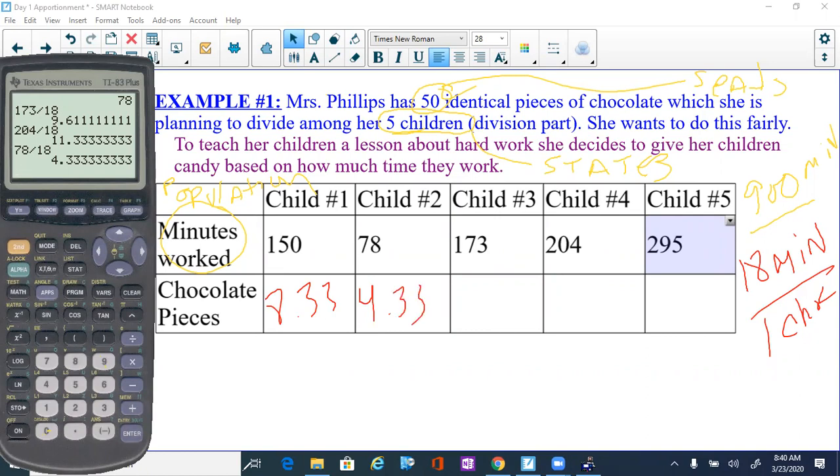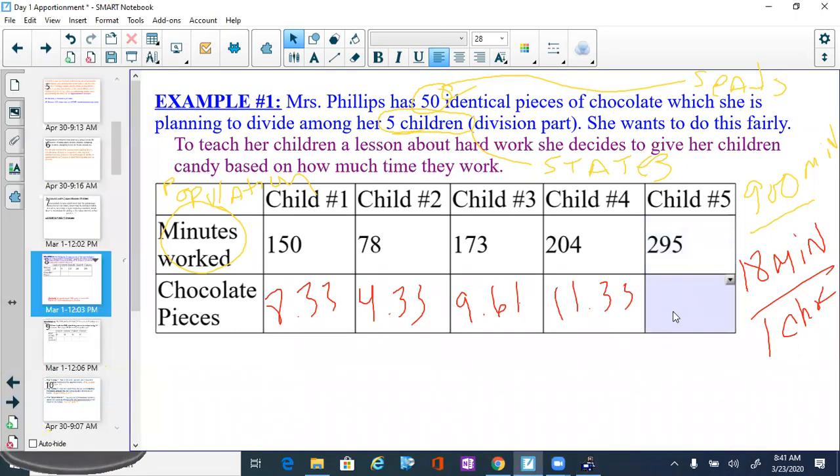204 divided by 18 is 11.33. 173 divided by 18 is 9.61. And I still have 295, so let's go ahead and do that. 295 divided by 18, and we have 16.38. So that means each kid gets these number of pieces of chocolate.